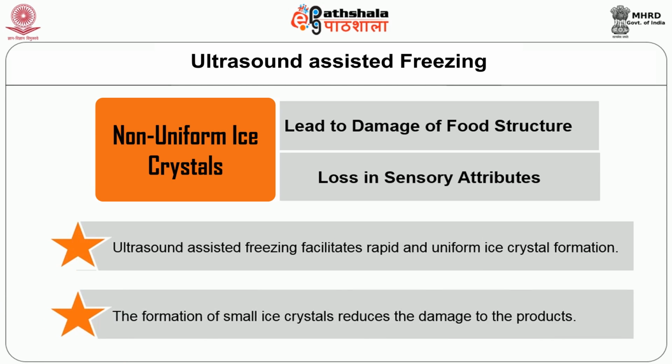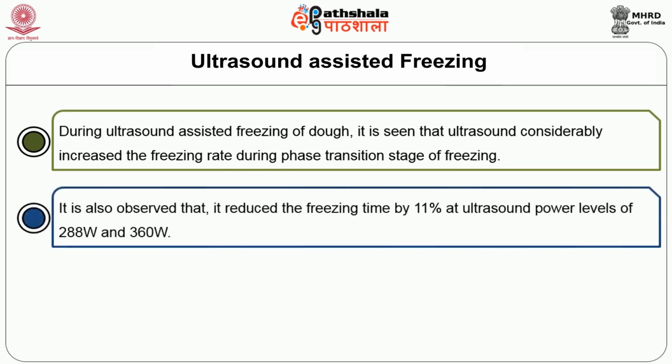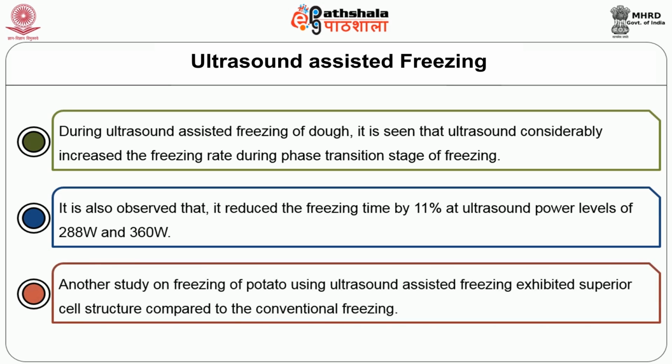The formation of small ice crystals reduces the damage to the products. During ultrasound assisted freezing of dough, it is seen that ultrasound considerably increased the freezing rate during phase transition stage of freezing. It is also observed that it reduced the freezing time by 11% at an ultrasound power level of 288 watts and 360 watts. Another study on freezing of potato using ultrasound assisted freezing exhibited a superior cell structure compared to the conventional freezing.